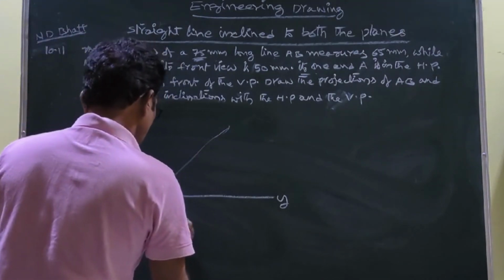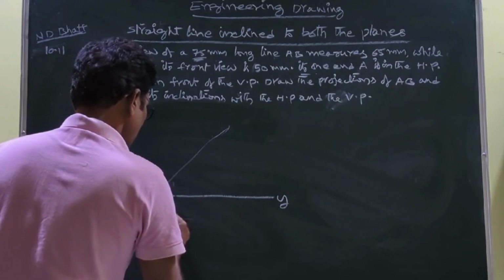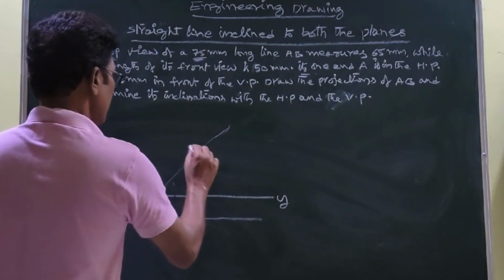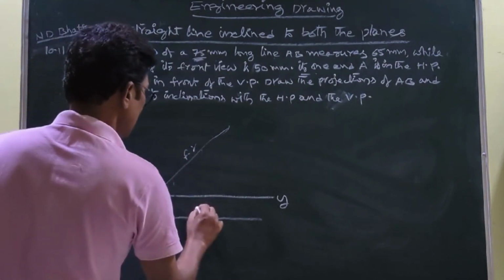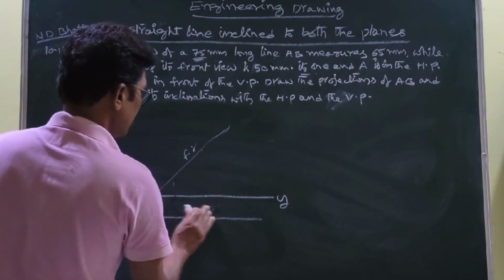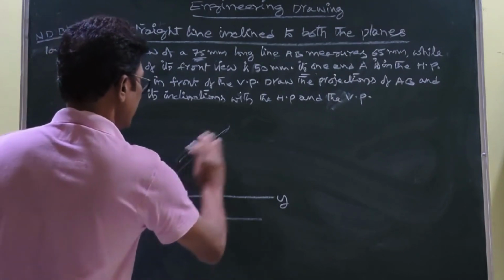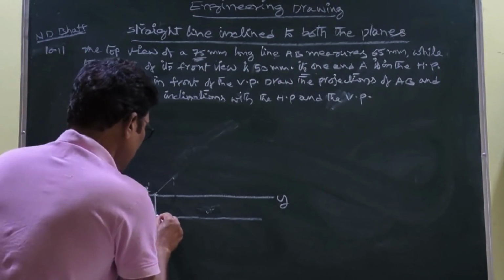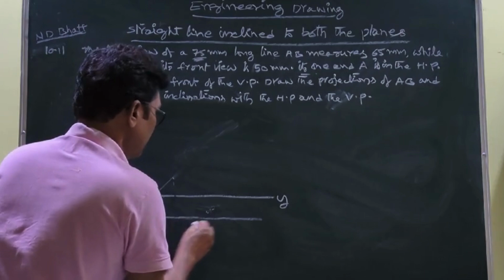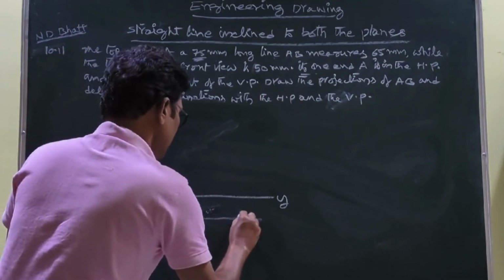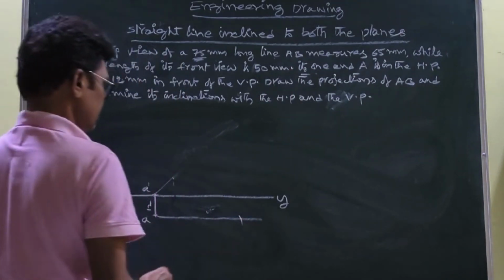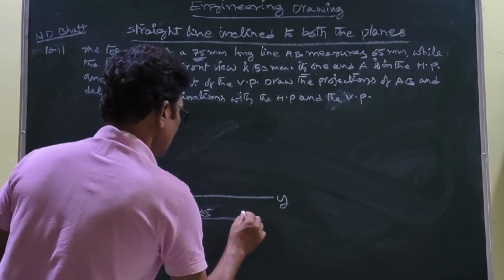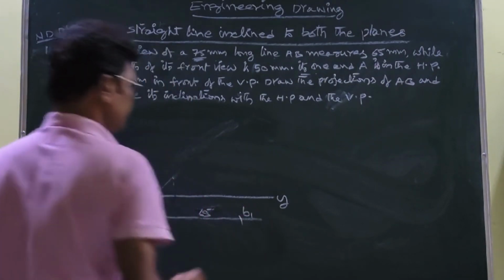You draw a horizontal line at A, parallel to the XY line. This is the front view, and obviously this is the top view. So this top view length is given, this we don't know, that is equal to 65. So therefore, taking A as a center, 65 mm radius, you cut it here. This is the 65 mm. This is named B1.